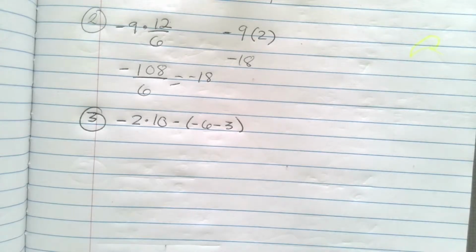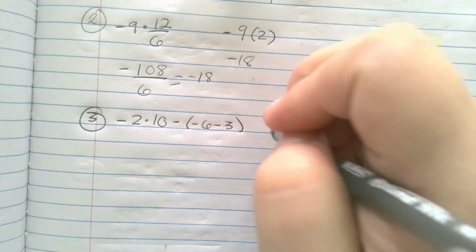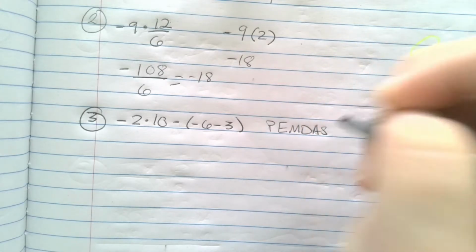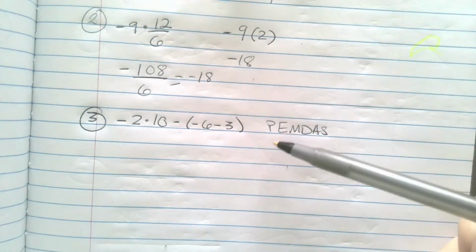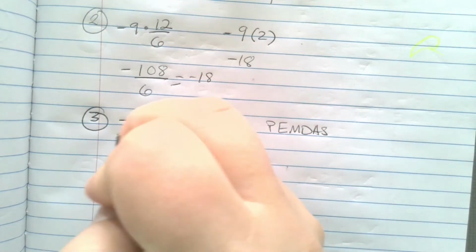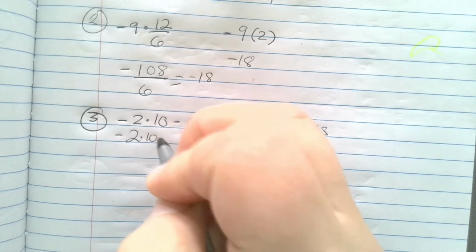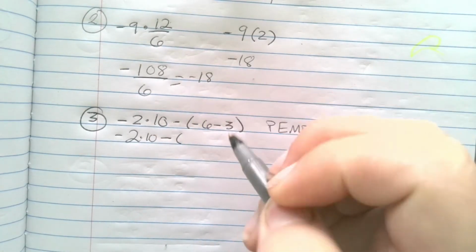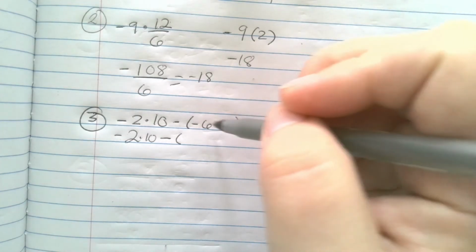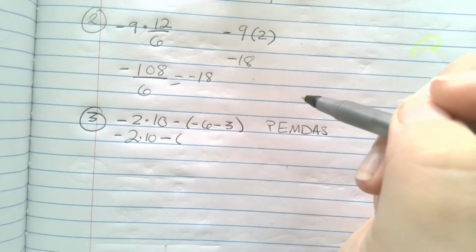All right, y'all. So let's do our PEMDAS. Okay, so we're going to do parentheses first. What do negative 6 and negative 3 make? Are they adding, subtracting, multiplying, or dividing? They're adding because they're both negative.